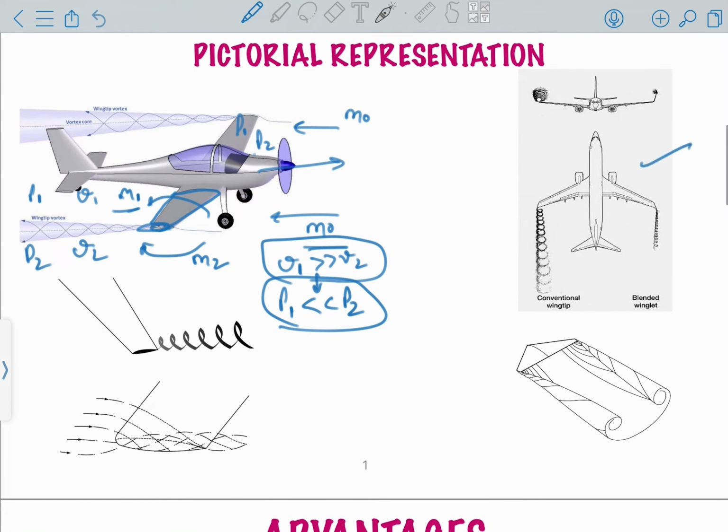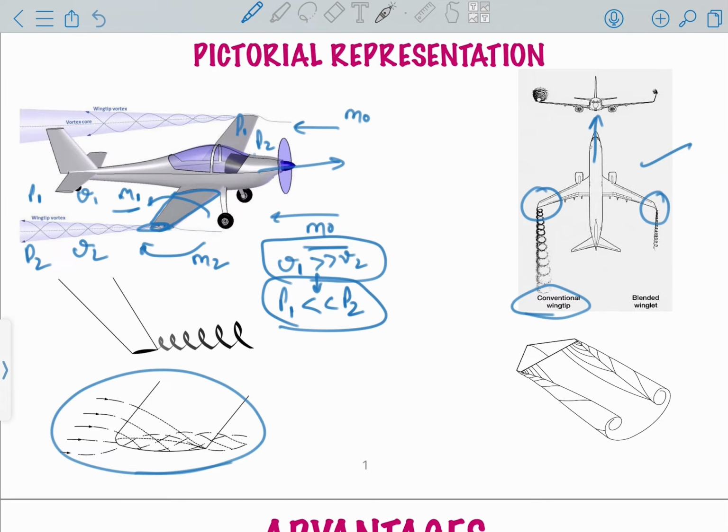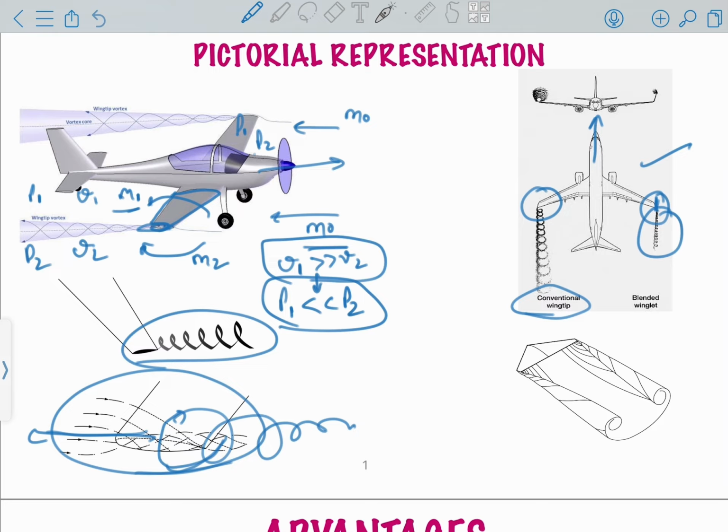There is a picture in this, you can see there is one wing with a conventional wingtip, there is no winglet or wingtip device, and there is a blended winglet at one end. Since the aircraft is moving forward and the air is leaking from bottom to the top, it leads to the formation of vortex, as you can see in this figure. If you use a wingtip device, this leakage of the air from bottom to top will reduce and leads to the formation of less vortex.